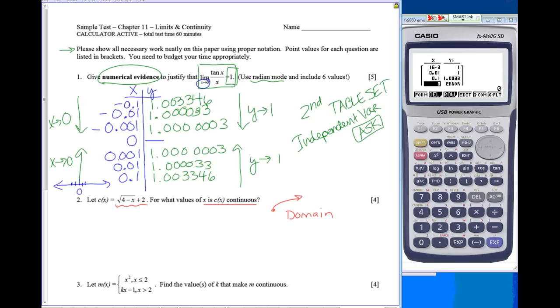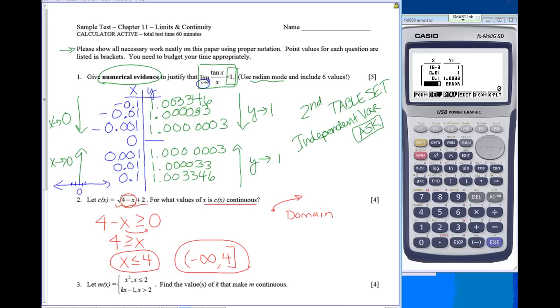In order to be continuous, I have to avoid any problems. The thing in this graph that's going to give me a problem is I can't take the square root of a negative number. So whatever's underneath the square root has to be greater than or equal to 0. If I were to solve this, I would move the x over to the right side by addition, and that would give me 4 is greater than or equal to x, or x is less than or equal to 4. That would be the domain, and that is also where c of x is continuous. If I wanted to write this in interval notation, it would be from negative infinity to 4. The infinity would get a parenthesis because we don't equal it. The 4 would get a bracket because we do equal it.